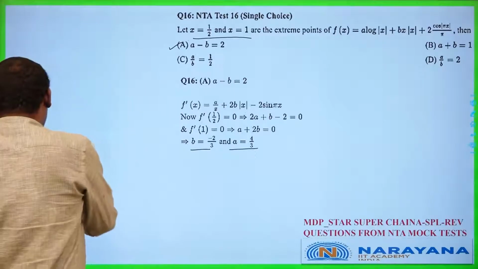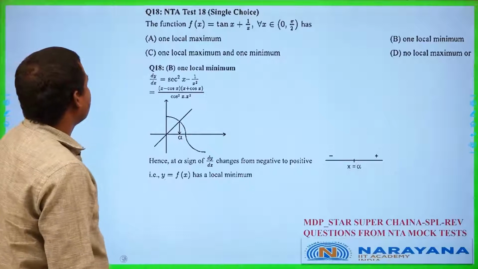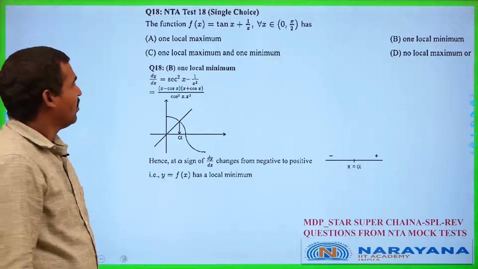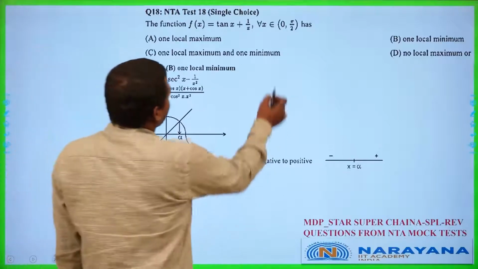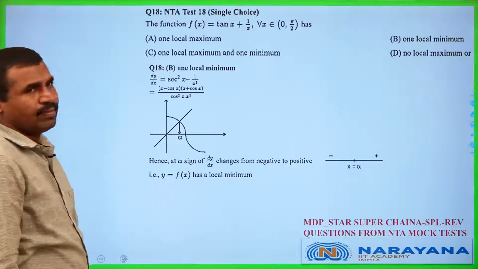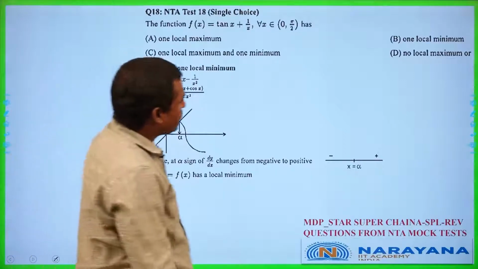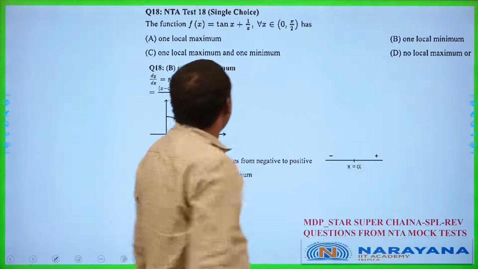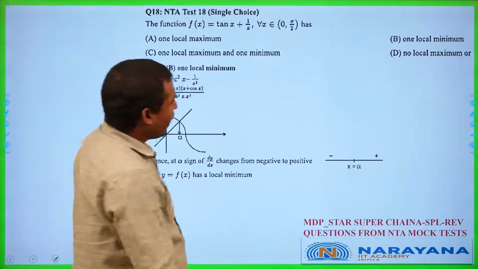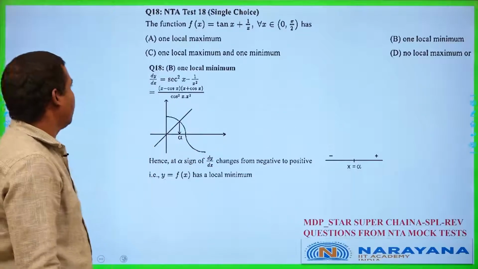Now let us go to the next question. f of x is equal to tan x plus 1 by x for every x belonging to 0 to pi by 2. Here the domain of f of x is given as 0 to pi by 2. So, option A: one local maximum, option B: one local minimum, option C: one local maximum and one local minimum, and option D: no local maximum or minimum.